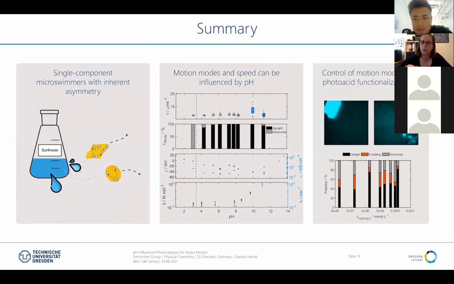And eventually I showed you that this pH change can also be achieved from the substrate by coating the substrate with a photoacid.